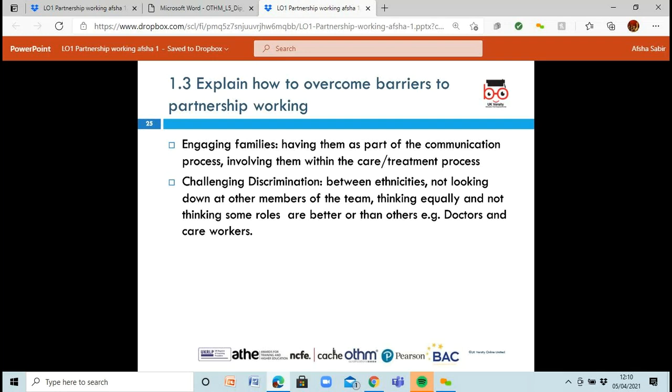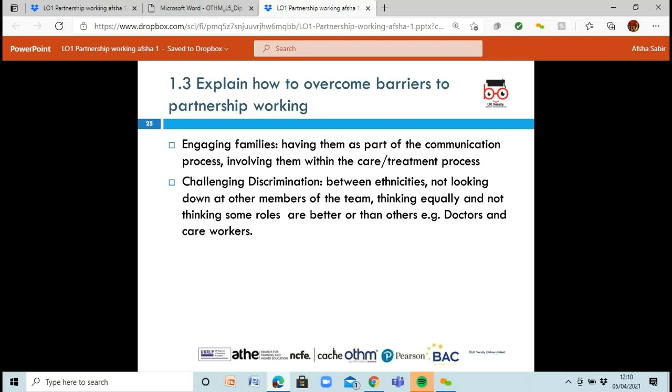And then one of the other important points on here, you should always challenge discrimination. So sometimes you've got issues between ethnicities. Some people might look down at other members of the team. They might think they're not equal. You might have issues where somebody might come in with poor personal hygiene, or maybe good at the job, but the hair is always unkempt, and everything else is fine, but they're just not looking neat.